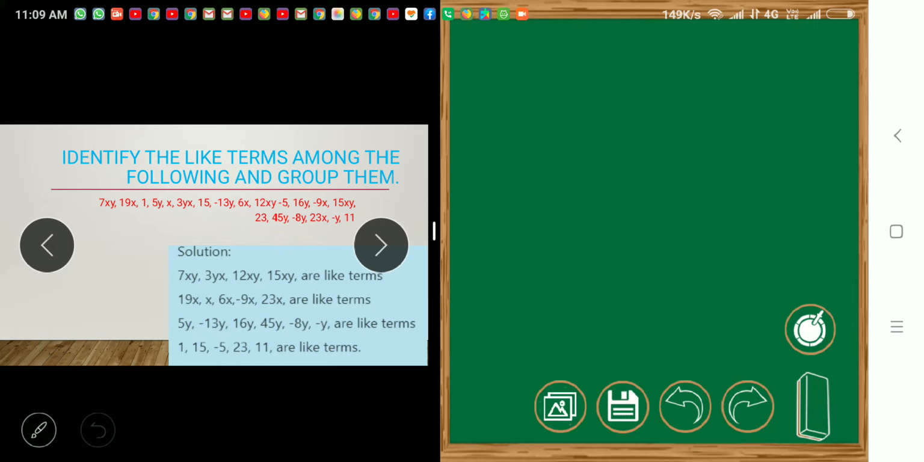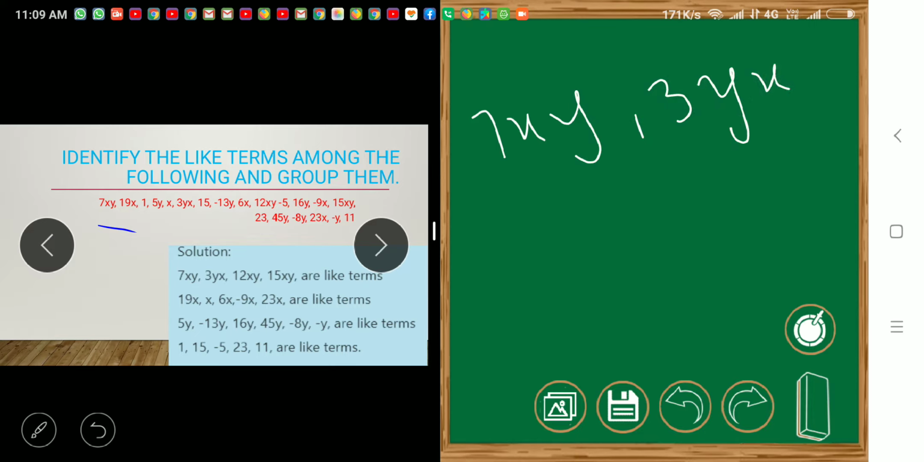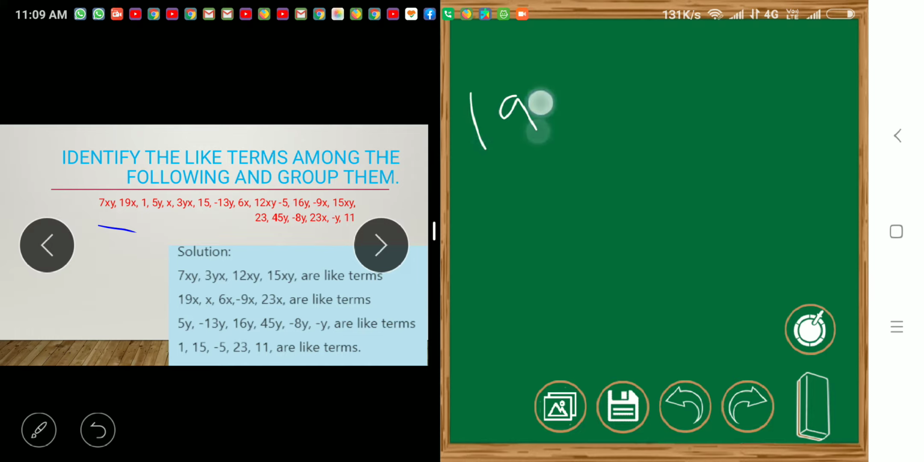So 7xy minus 19x 5y. First write the xy terms alone. Here 7xy we have, and next 3yx or xy, both are the same, and xy terms 12xy and 15xy, and that's it. So these are all xy terms. We have grouped the xy terms. Next take the x terms alone. So 9x and only x, and this is your question and this is your answer.